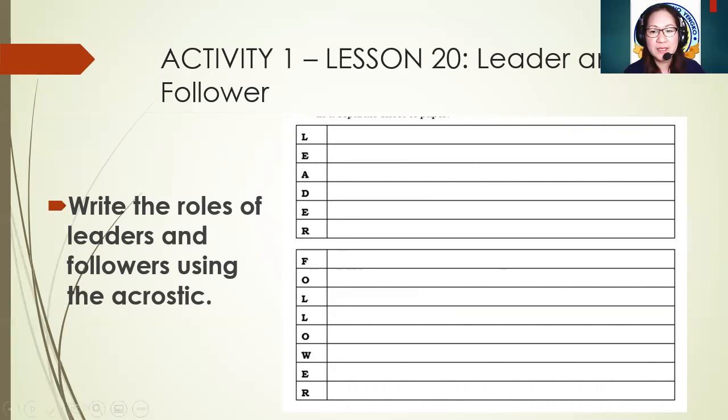So with that, allow me to discuss the different activities that you need to accomplish during our asynchronous time. So for lesson 20, meron tayong leader and follower. So all you need to do is to write the different roles of leaders and followers using the acrostic. Ayan. So ibig sabihin nun, eto may acrostic tayo. Yung leader, follower. So you need to supply the different roles of a leader and a follower na isusupply nyo. L is for what? Pwede siyang word, pwede siyang phrase, or pwede siyang sentence, no? Kailangan madedepict nyo yung different roles ng leader and follower in this activity.